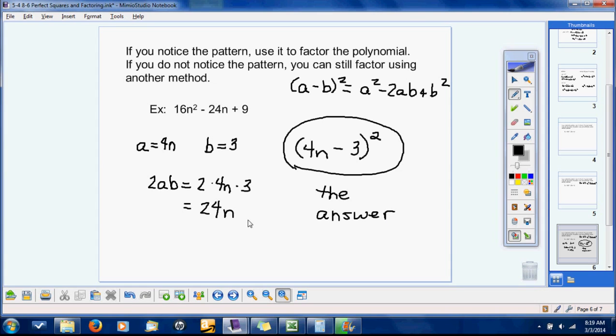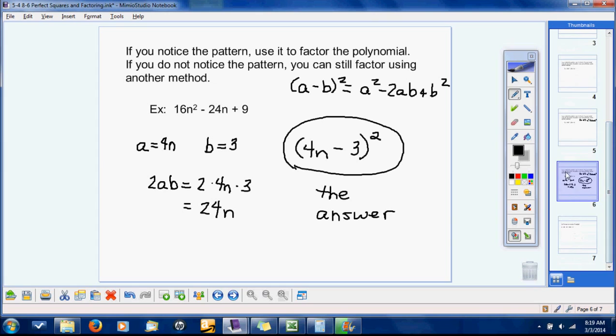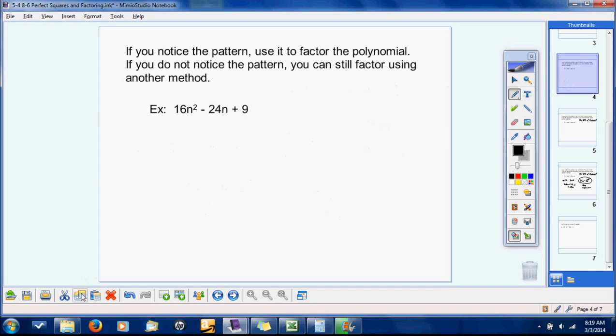Okay, now some of you may have a little bit of difficulty actually seeing that that worked out. If you're just not seeing when you look at it that this is double the product of the square roots of these two, you can factor it based on the method that we had been using before. Let me show you what I mean. Okay. Now, you look for ones, or you look for common factors.